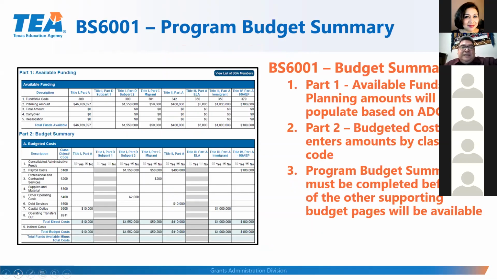But let's go ahead and continue on to now the budget pages. This is where you're actually putting in your funds. It looks a little bit different from last year, and all the supporting budget pages will have to be completed and saved in order to complete the application. Even if you have no monies budgeted under a specific class object code, you will be required to open up that schedule and just save it. So Part A, Part 1, is just your available funding.